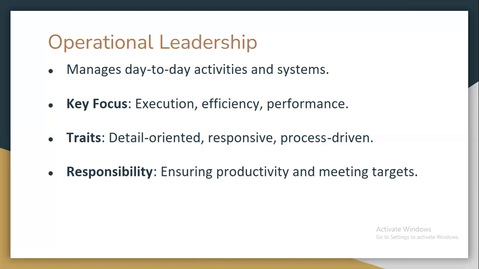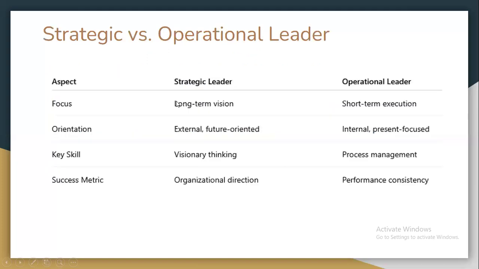So you realize that an operational leader is detail oriented, responsive and also process driven. What they do is that they ensure that if there are targets, for example, weekly targets, there are daily targets, it is the responsibility of the operations manager to ensure that these targets are met. So the operational leader ensures productivity and also tries to meet the targets that have been set. So this is just to differentiate between the strategic and operational leader.